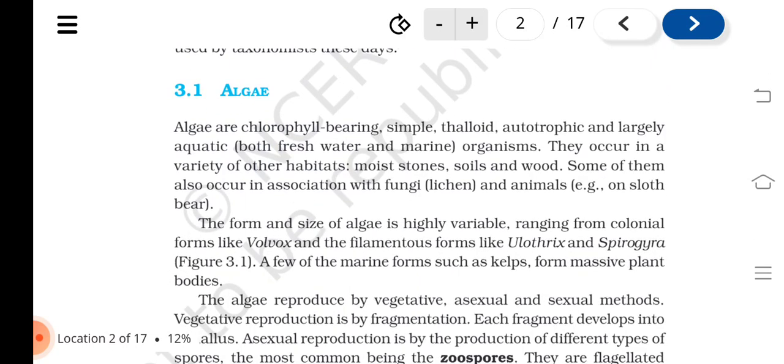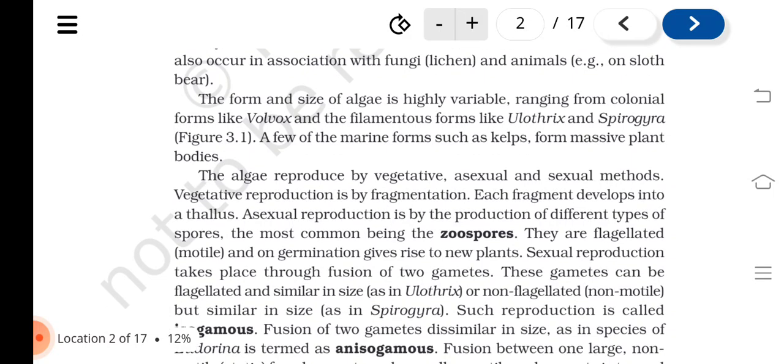Algae are chlorophyll-bearing, simple, thalloid, autotrophic and largely aquatic, both freshwater and marine, organisms. They occur in a variety of other habitats, for example on stones, soils and wood. Some of them also occur in association with fungi, as lichen, and with animals, for example on sloth bear. The form and size of algae is highly variable, ranging from colonial forms like Volvox and filamentous forms like Ulothrix and Spirogyra, figure 3.1. A few of the marine forms, such as kelps, form massive plant bodies.